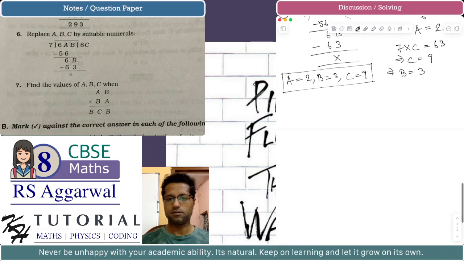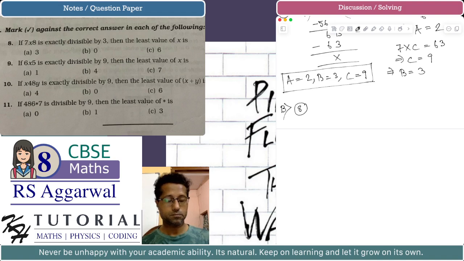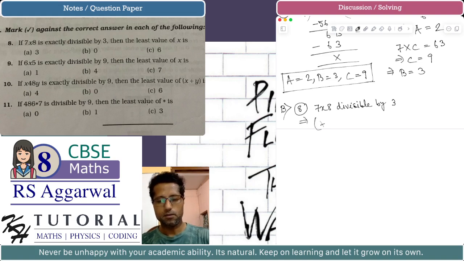Okay, now let's start the section B. These are MCQ questions. Question number 8. If 7x8 is divisible by 3, then the least value of x is. 7x8 is divisible by 3, then we know that the sum of the digits will also be divisible by 3, that is 7 plus x plus 8 should be divisible by 3.